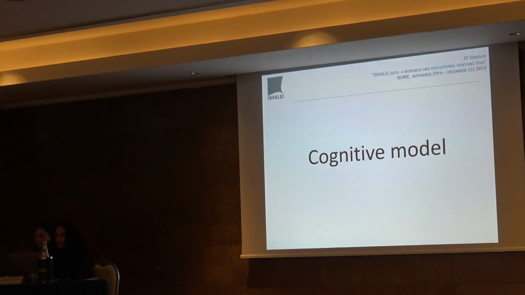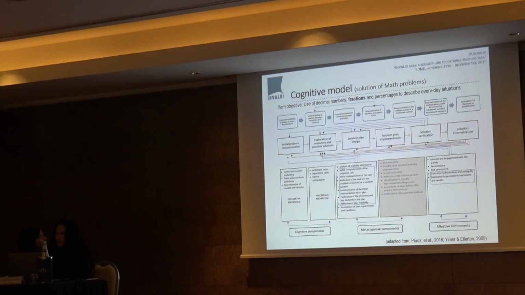And the cognitive model, this example, I will not take credit for. It is a complex thing to build, but this is the end product, an adaptation of a model done with national data from Mexico. And this is with a very similar item of the INVALSI test that assesses the use of decimal numbers, fractions, and percentages to describe everyday situations. So on the top two layers we have the abilities and the cognitive processes that are needed and how they are related to answer a question. And at the bottom, we have three categories: the cognitive components, the metacognitive components, and if we want, we can embed in the model the affective components and how they relate to the cognitive and metacognitive components. So this information is very useful for educators.